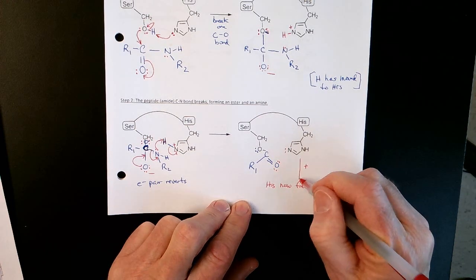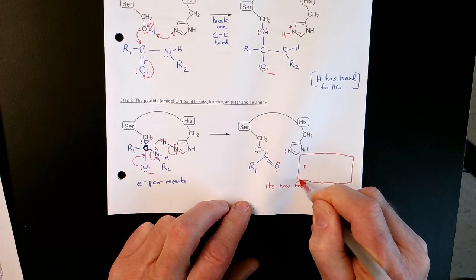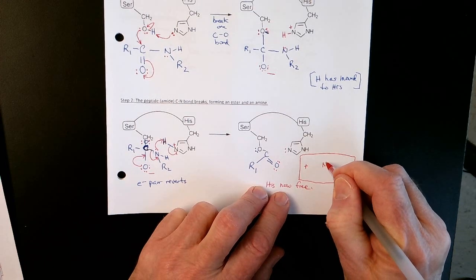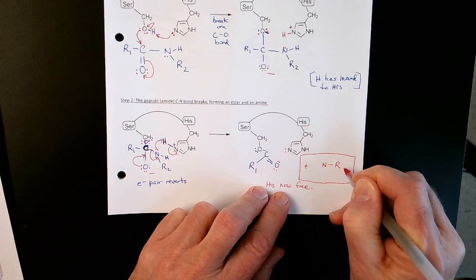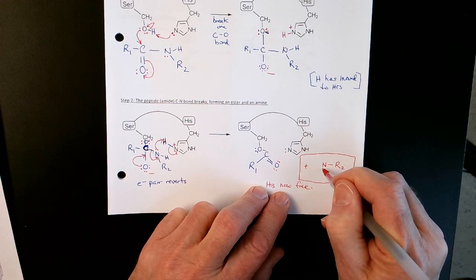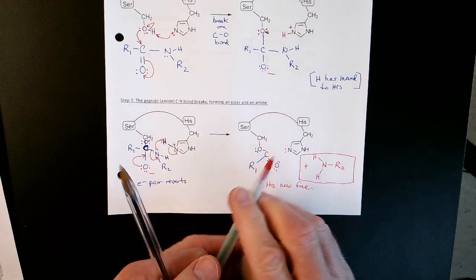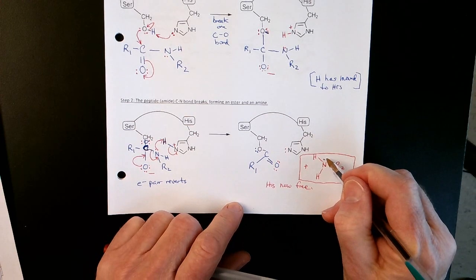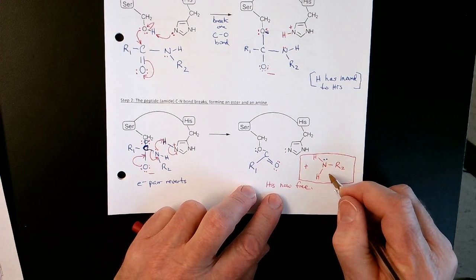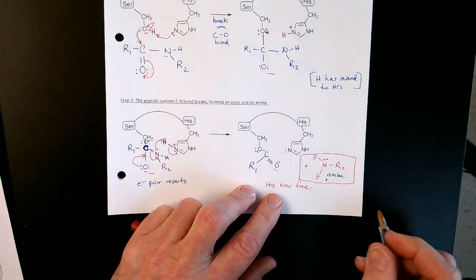Plus, I'm going to make this its own product right here. This is your headline. Here's what else you make. You make the amine piece. It still has the rest of the protein, R2, on it. It has a hydrogen that it had to begin with. It has a hydrogen it got from the histidine, and it's got its lone pair. Okay, here's what happened. The amine is now removed.